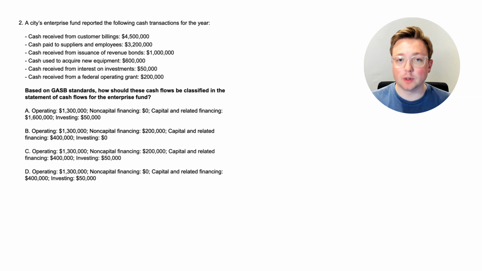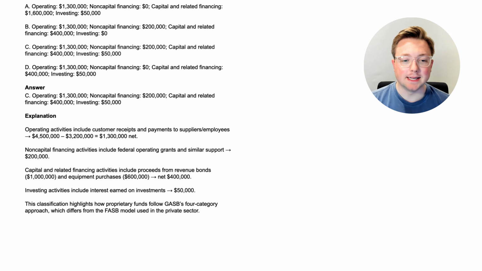We're going to use this question to learn a little bit more about the different categories for the statement of cash flows for proprietary funds. So let's go ahead and go to the explanation. All right, here we are. The answer is C. Operating activity, $1,300,000. Non-capital financing, $200,000. Capital and related financing, $400,000. Investing, $50,000. So let's go through this to understand how we determined what went into each of the activities.